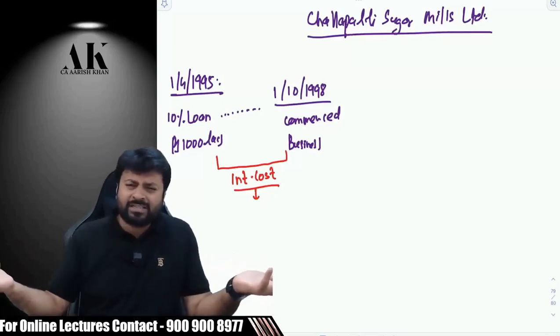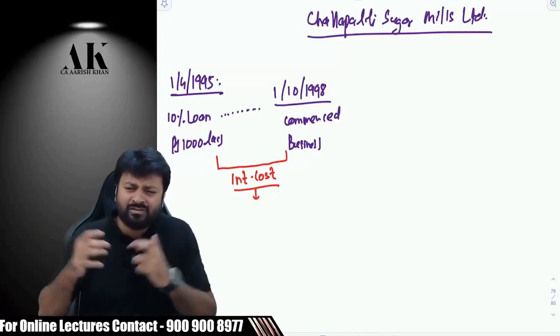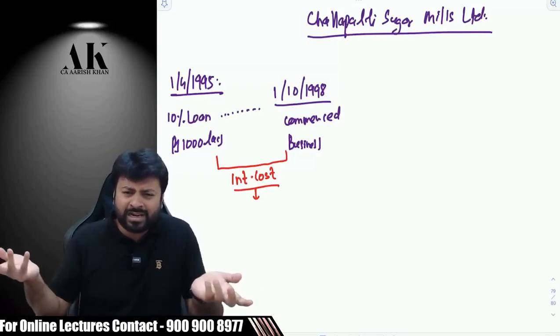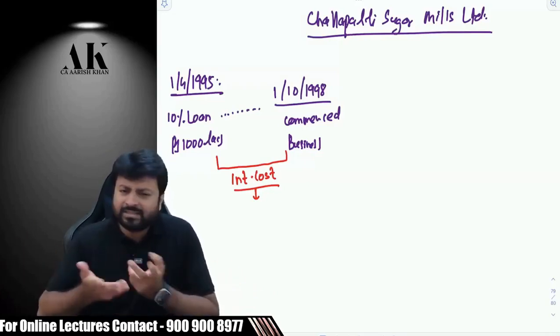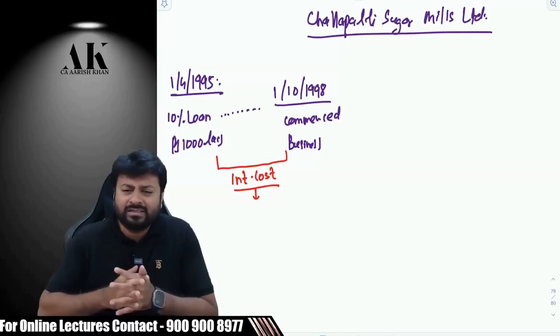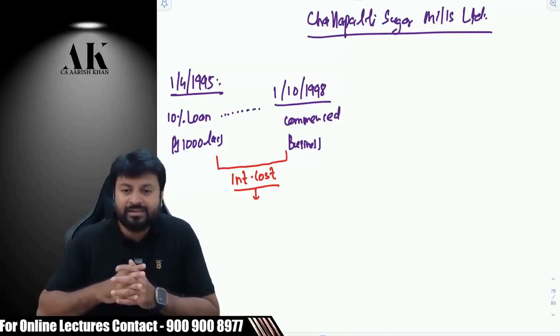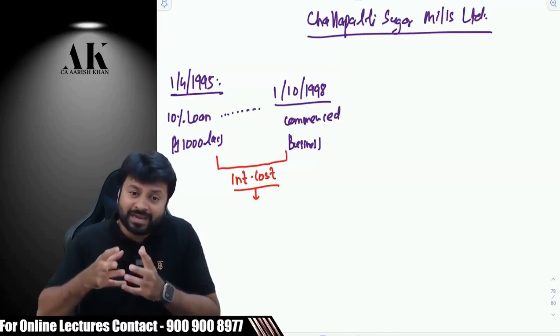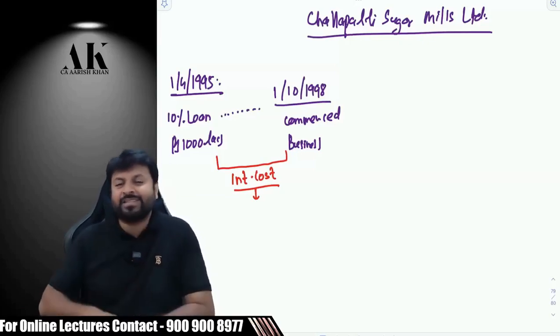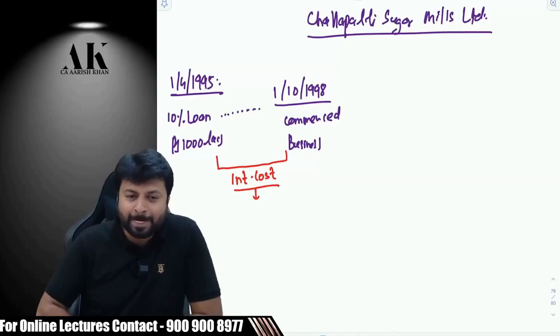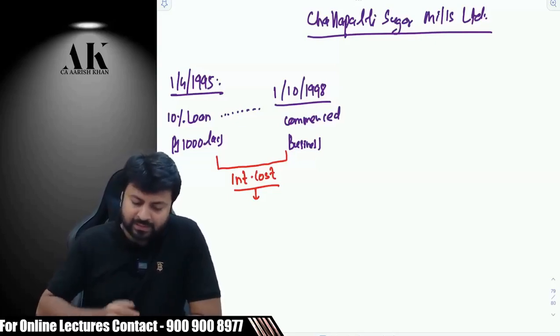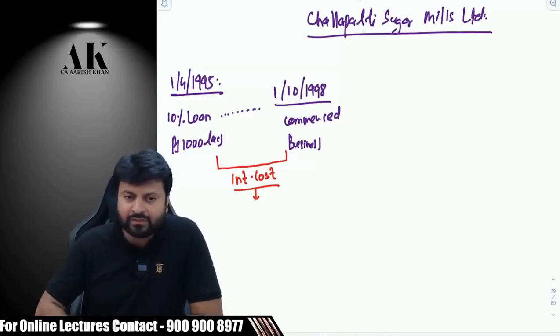There is no second thought on that. Everybody knows that. Even a CA Inter student knows that, right or not? You would have done that in borrowing cost, AS 16, right or not? But how did that borrowing cost come into birth? The birth was given by ICAI to that borrowing cost because of this judgment of Challapalli Sugar Mills Limited.